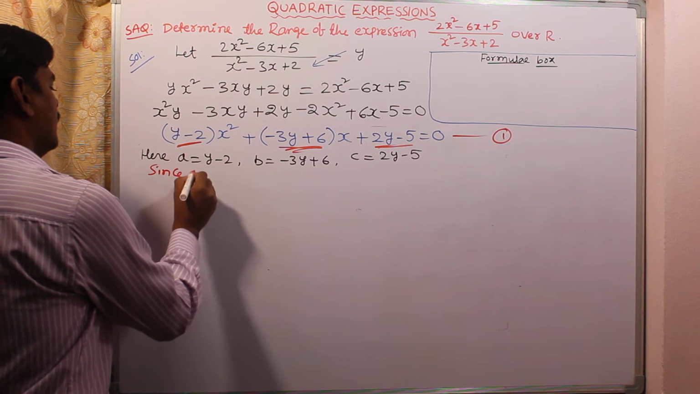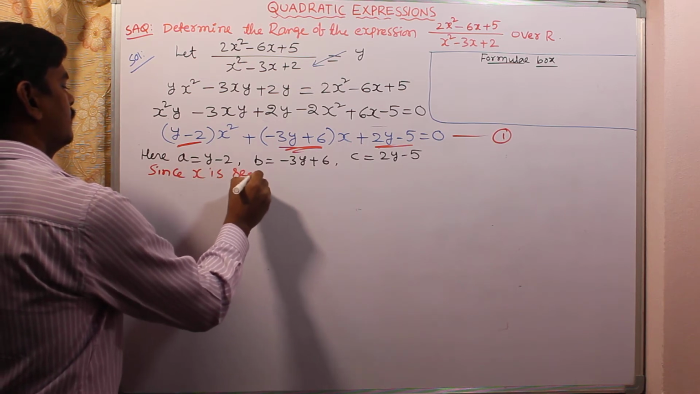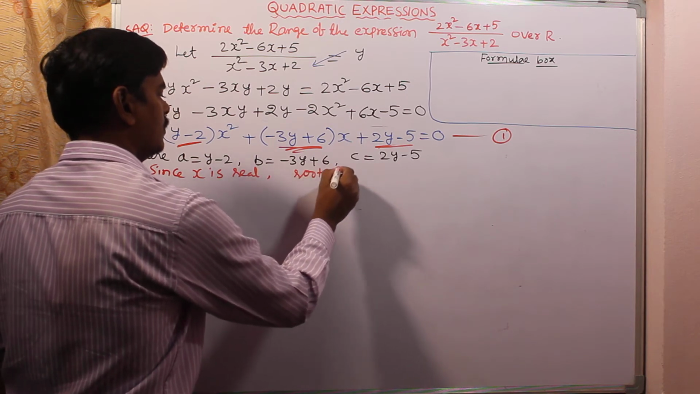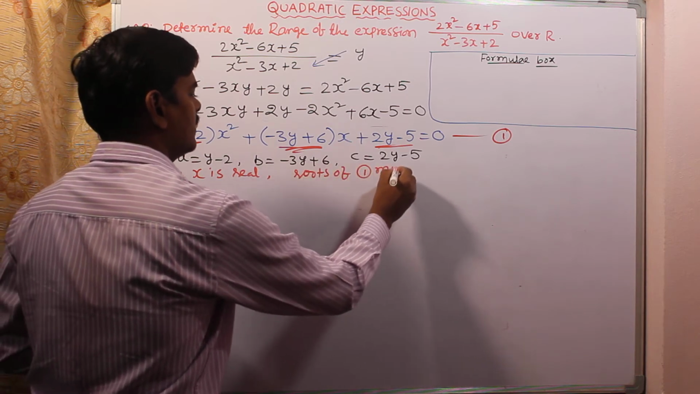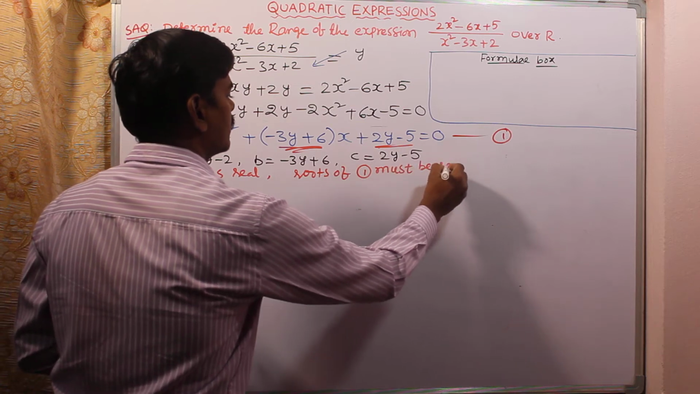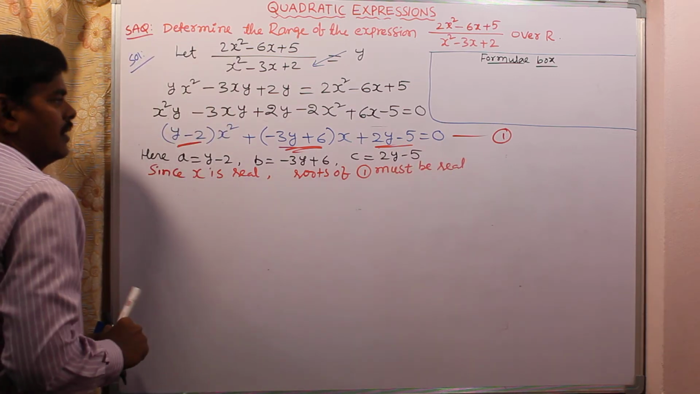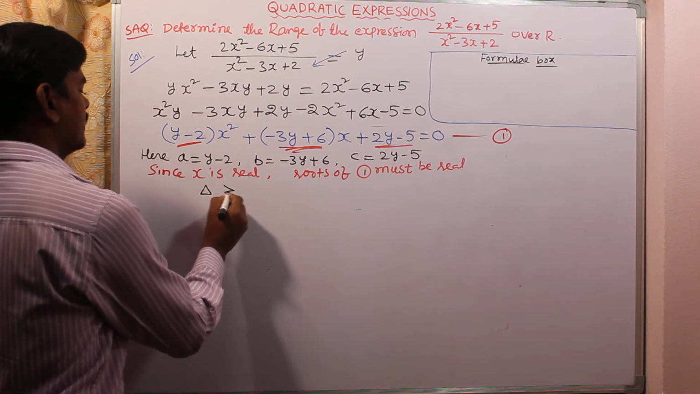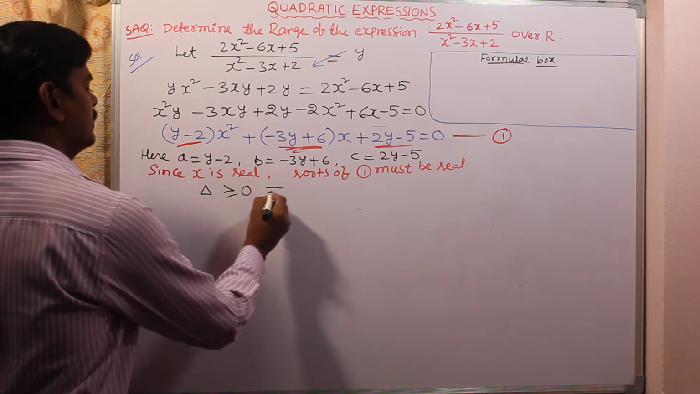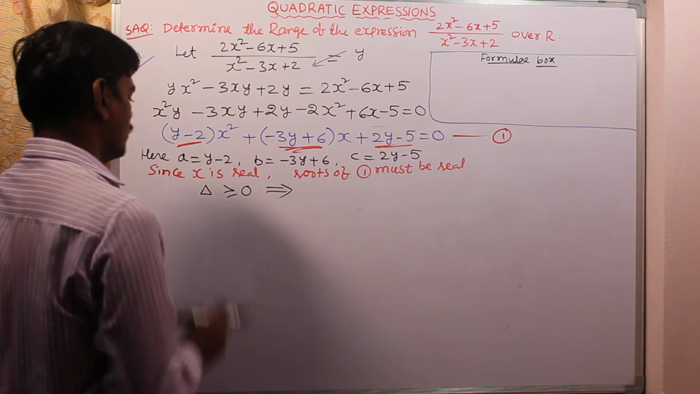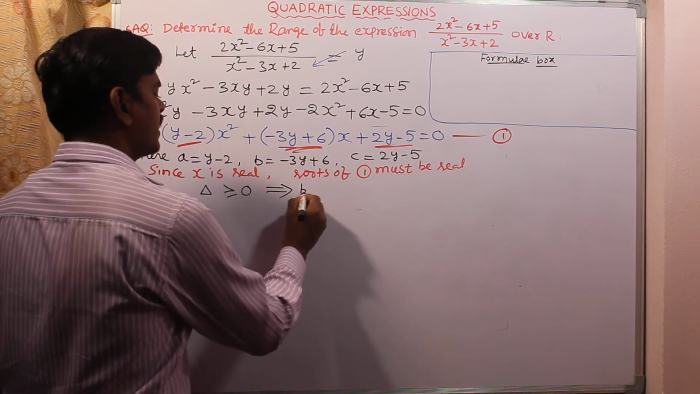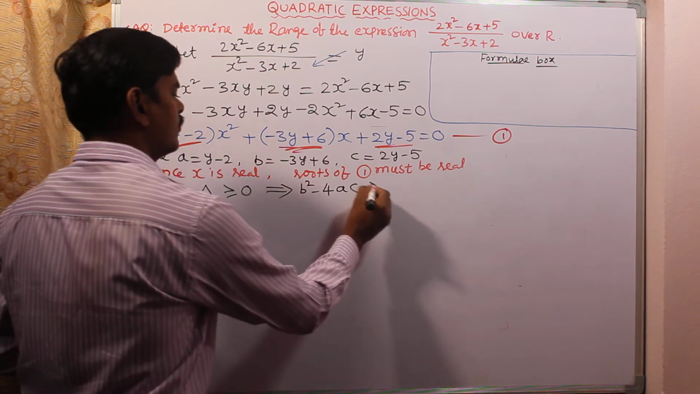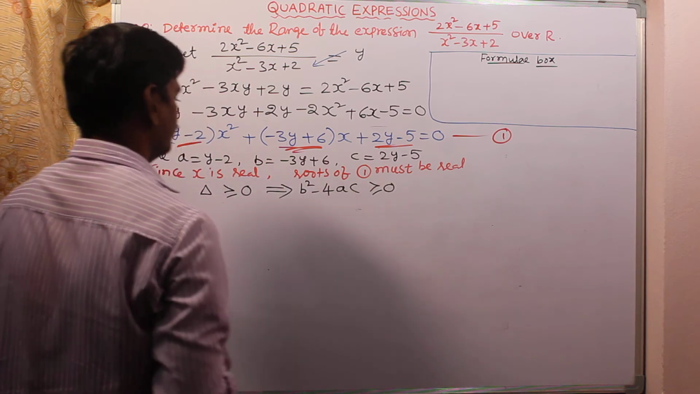Since x is real, roots of equation 1 must be real. Let us remind ourselves of the real roots condition. What is the real roots condition? Delta greater than or equal to 0. The discriminant must always be greater than or equal to 0. What is the discriminant? b² − 4ac. Delta, which is b² − 4ac, must be greater than or equal to 0.